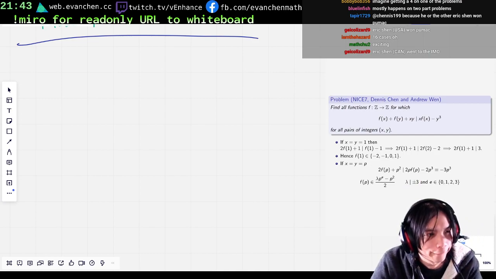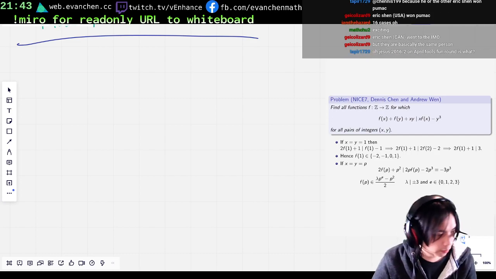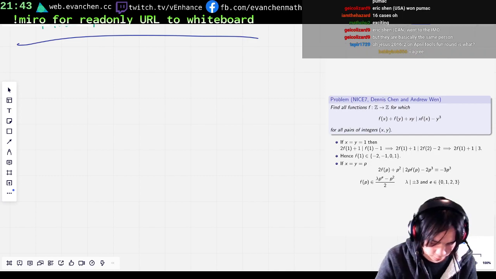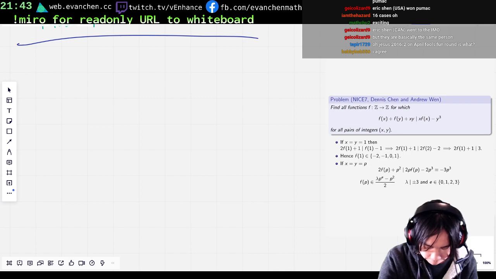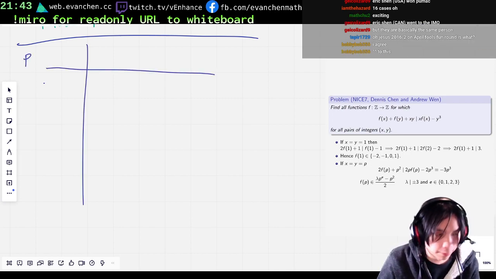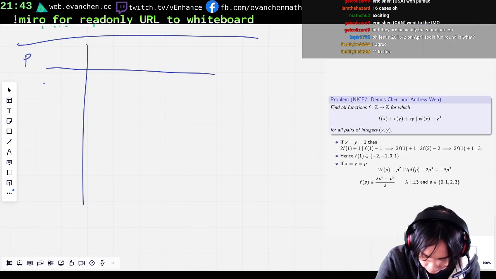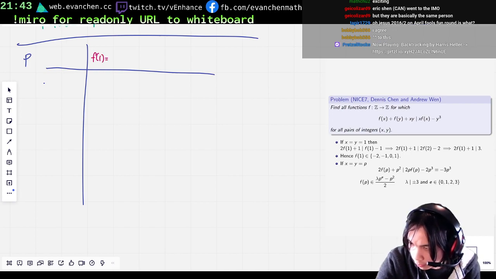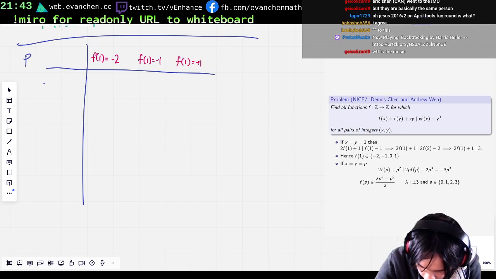Okay. So what's going to happen is, for every value of p, it falls into an entry in a certain 16 by 4 table, where there are 4 cases for f of 1. Like f of 1 could be minus 2, f of 1 could be minus 1, f of 1 could be 0, or f of 1 could be plus 1.